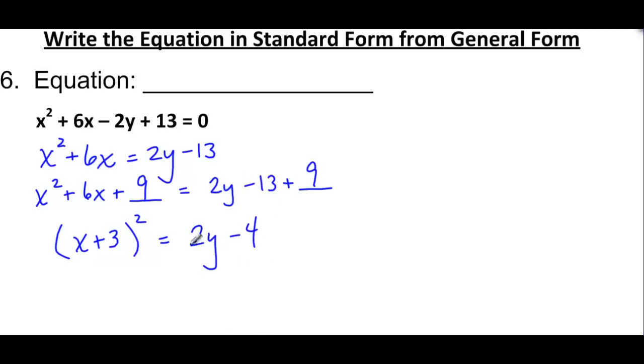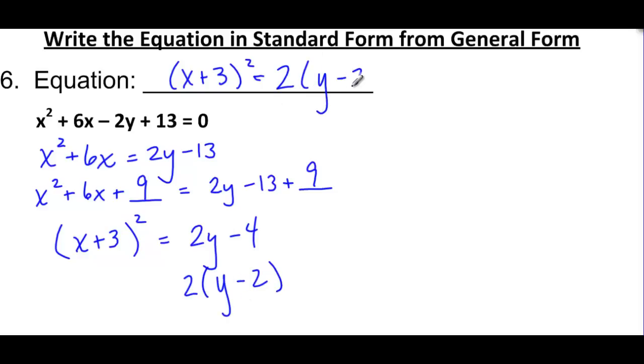Now this looks close to what I'm used to. The left-hand side looks nice. I'm used to seeing x plus 3 squared. But the right usually has some sort of parenthesis. Well, what could I factor out? Well, you should factor out a 2. If I factor out a 2 on the right-hand side, I'm left with y minus 2 in my parentheses. Now I can find everything.